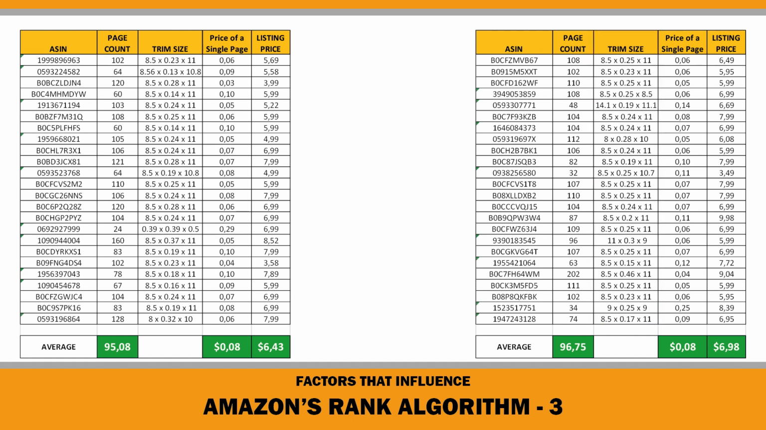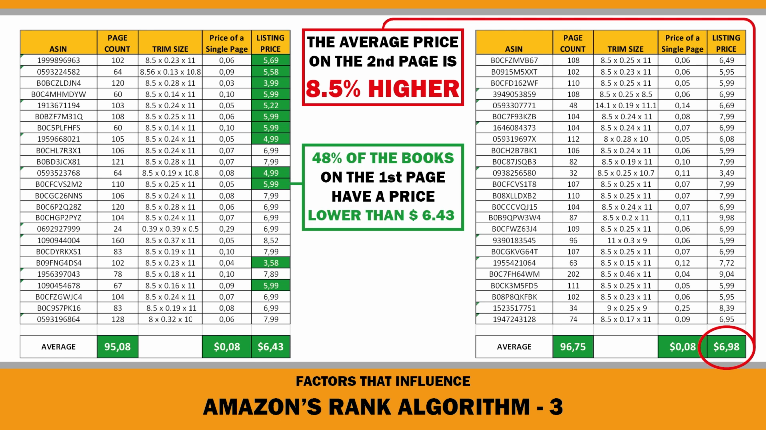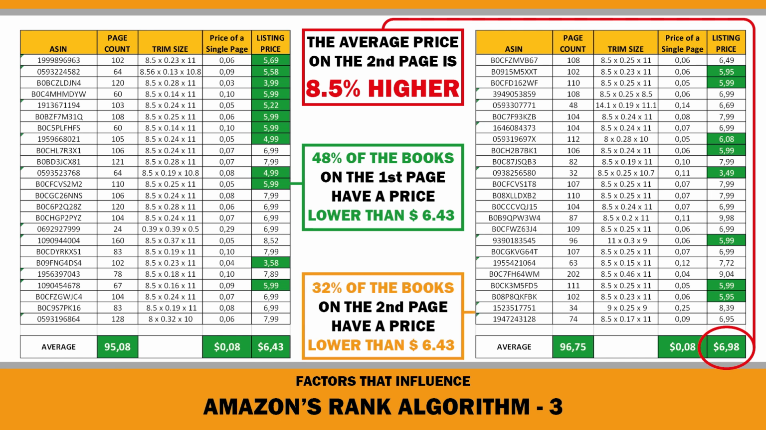So, if we compare these two, the average book price on the second page is 8.5% higher than the first page. And 12 of the books on the first page have a price lower than the $6.43, which is the average price. It means 48% of them have a lower price than the average price. On the other hand, only 8 books on the second page have a price lower than the average price of the first page. It means only 32% of them have a lower price than $6.43.